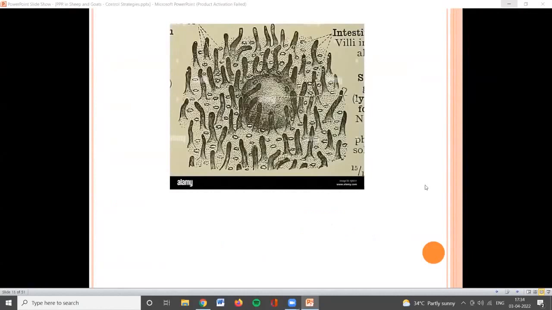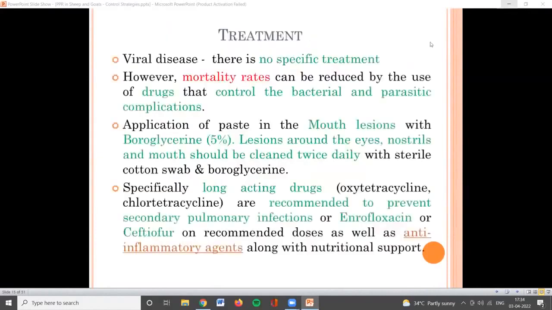This is the electron microscope photograph of Peyer's patches. These are the villi, duodenal villi, and this is the Peyer's patch. Treatment. In viral diseases, though there is no specific treatment, mortality rates could be reduced by treatment. If suppose in a flock of 100 sheep and goats there is a PPR outbreak, then 3-4 animals may die within 1 or 2 days.